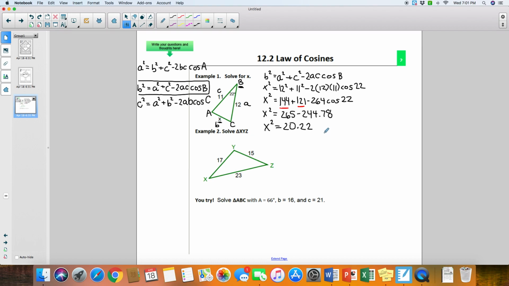All right, this would not be the end of the problem because this says x squared. So I have to get rid of the x squared by canceling it out. You would do the opposite of squaring something, which is the square root. So I would take the square root of both sides to get my final answer. And the square root of 20.22 is going to be 4.5. And that will be my final answer. So x is equal to 4.5.